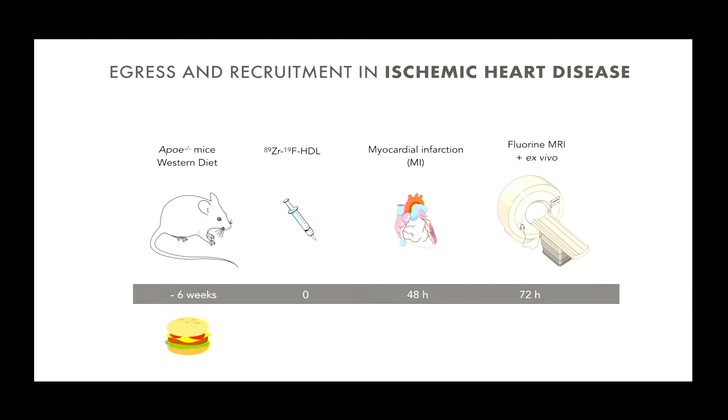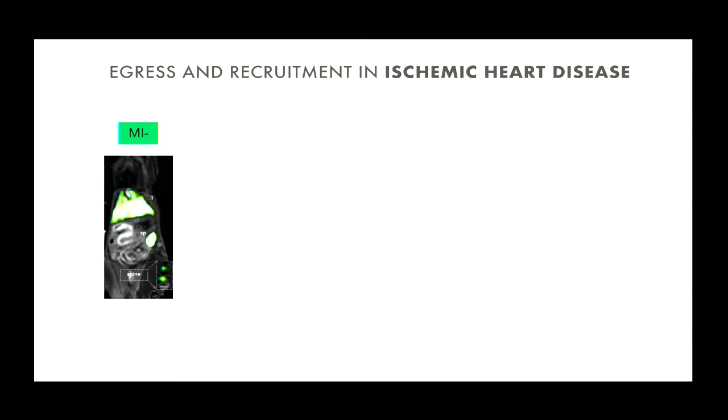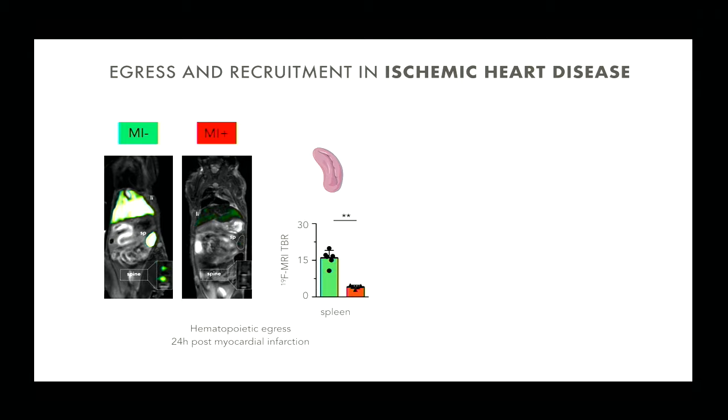We injected them with our nanobiologics, and 48 hours after, we gave them a myocardial infarction, and then we did imaging. Here you can see a control mouse that has been injected and imaged 3 days after injection, and you can clearly see the nice hotspots in the spleen, in the liver, and in the spine. Now, what happens when we take mice that have been given a myocardial infarction? We see this dramatic depletion of the fluorine signal, both in the spleen and in the bone marrow. So this was, of course, very exciting.